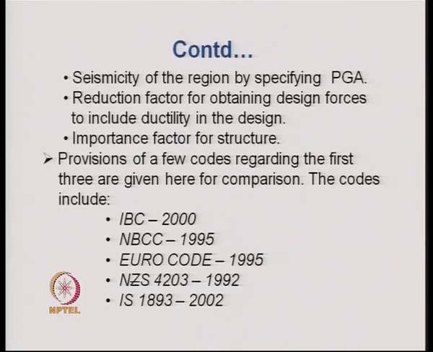The next important thing that is specified by the code is the seismicity of the region by specifying peak ground accelerations. This is done by dividing the entire country into different zones, and for each zone we specify an expected value of peak ground acceleration, and the structures are designed for that peak ground acceleration while designing the structures in that specific region.